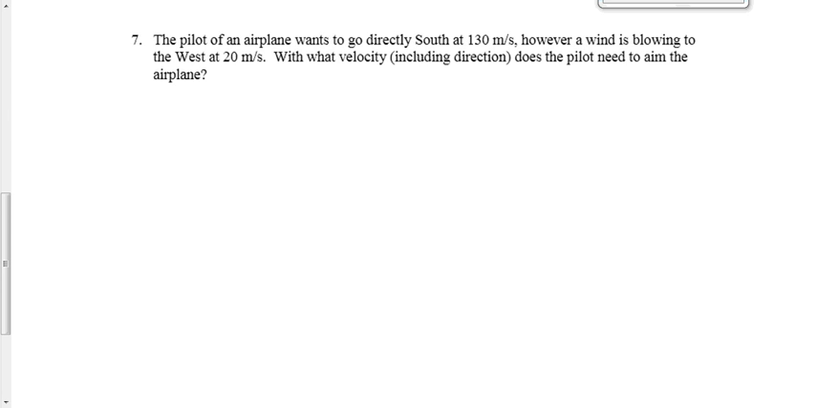We want to go straight to question number 7 on our worksheet that we had for homework last night, which says the pilot of an airplane wants to go directly south at 130 meters per second. However, there's a wind blowing to the west at 20 meters per second. With what velocity, including the direction, does the pilot need to aim the airplane?